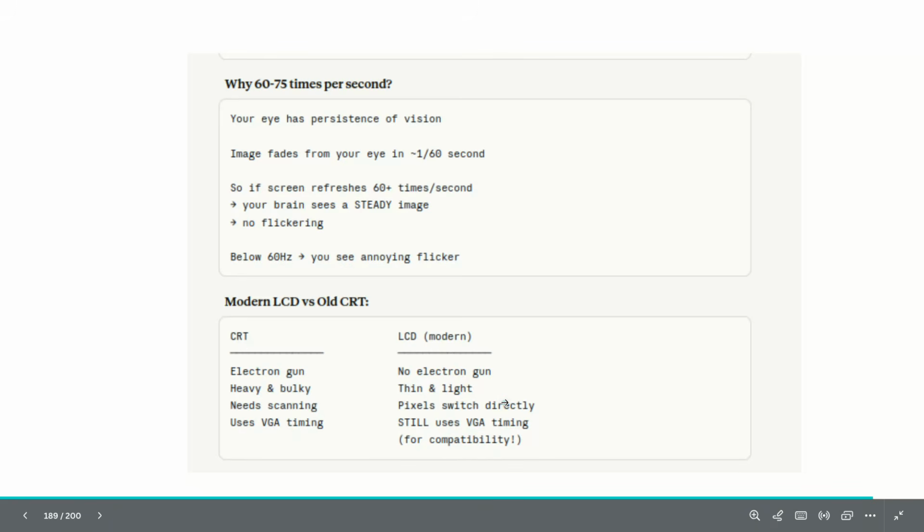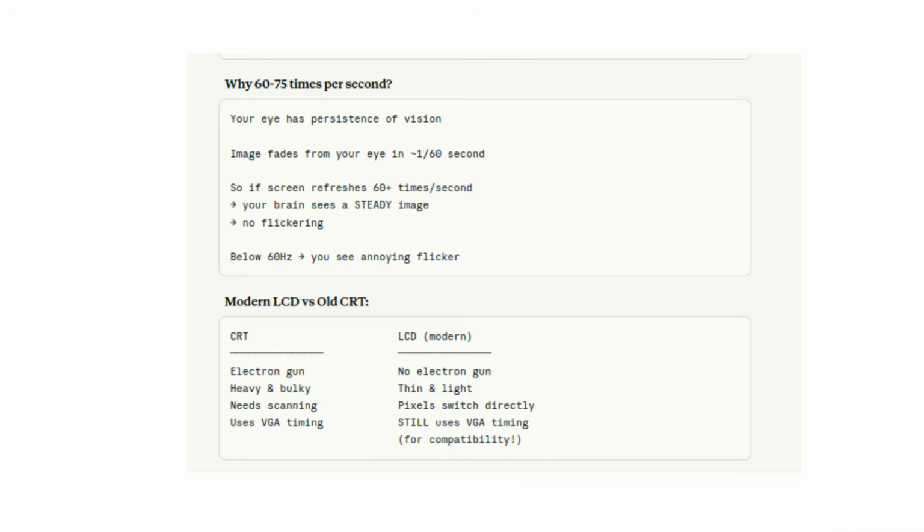The other three parts: here CRT scanning is there, but in LCD there is no scanning. In LCD what is there? Not scanning. In LCD the pixel switch is happening directly, and not scanning. Okay. So this is the difference between the CRT and LCD.